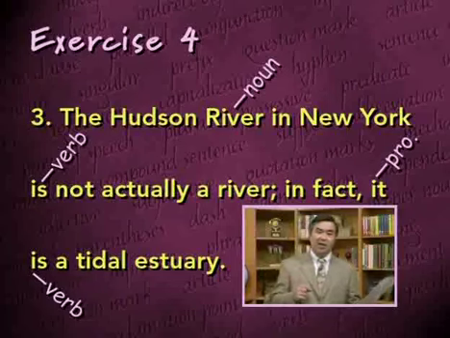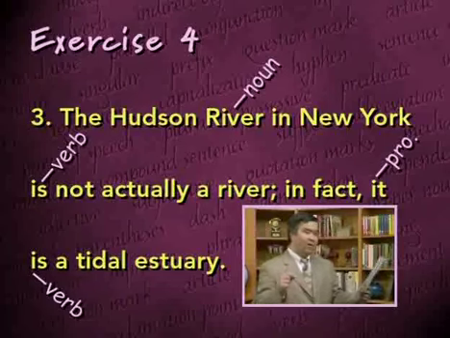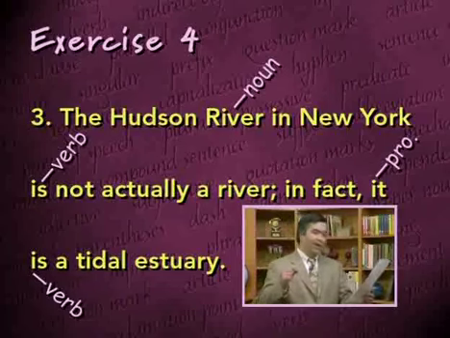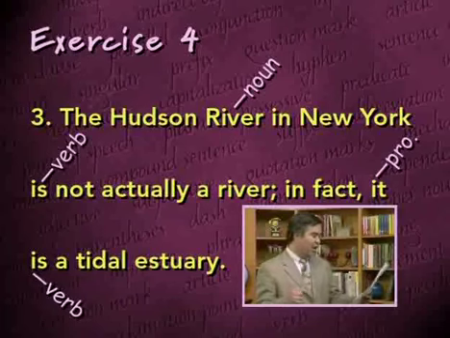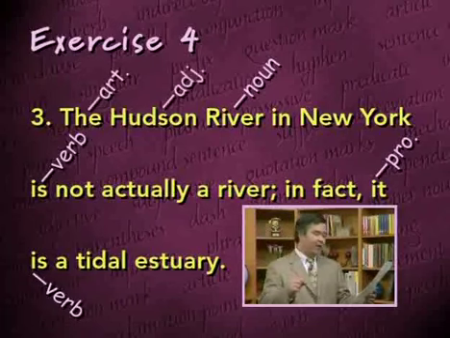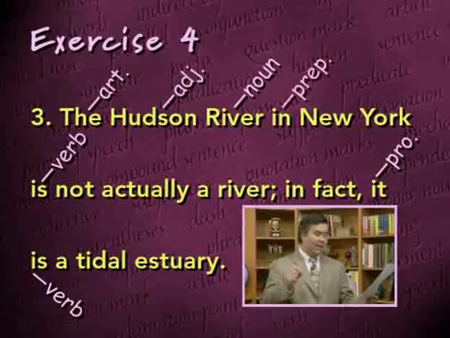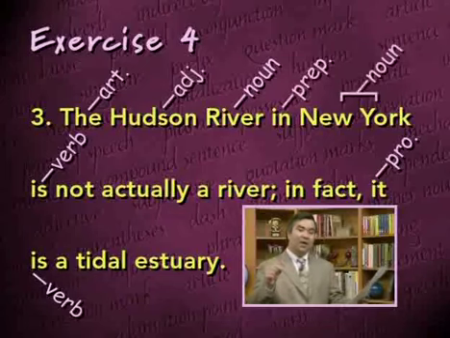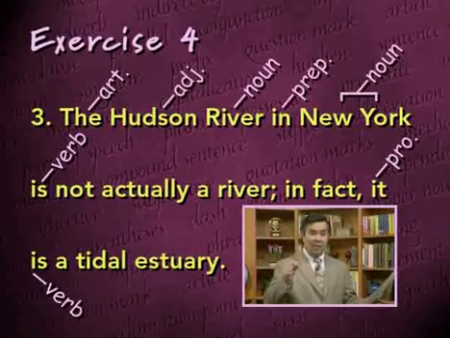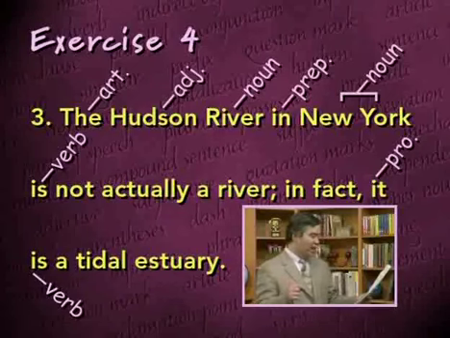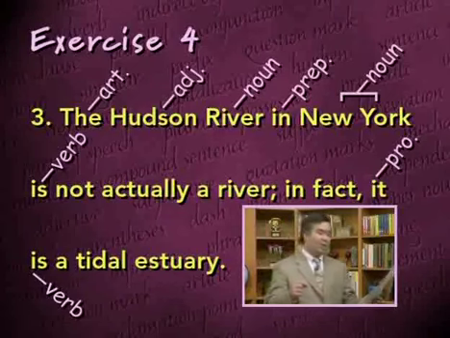Now let's talk about the other words here. We said that river is a noun. The Hudson, preceding the word river, are an article and an adjective. Hudson is an adjective telling what river. In is a preposition, and New York is a noun. It's a proper noun naming a particular state in the United States, and it's the object of the preposition.